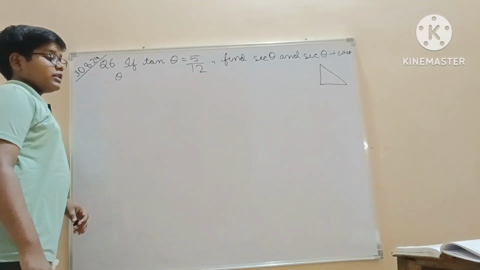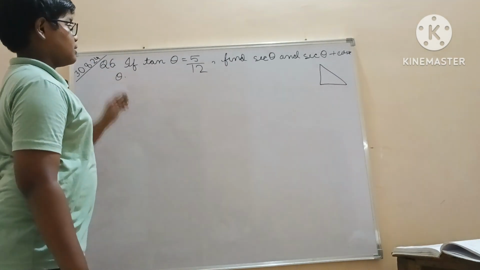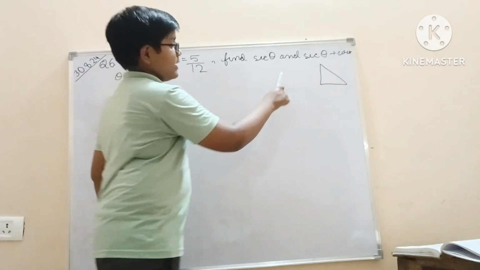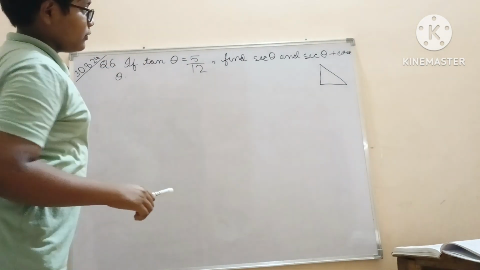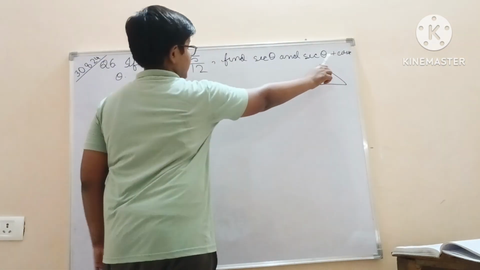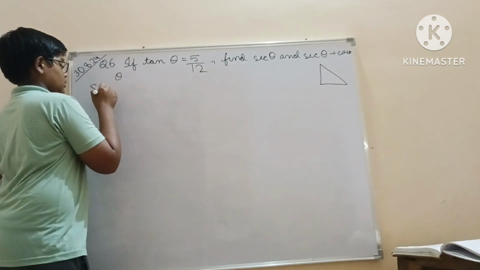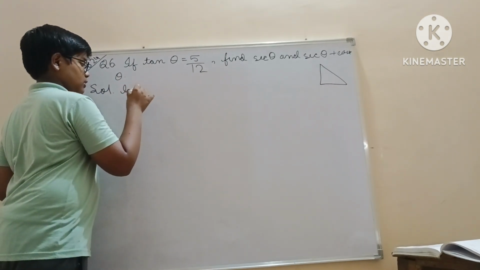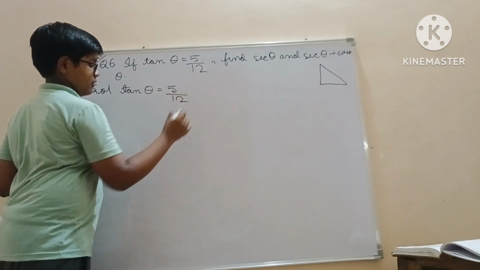So we are moving towards our next question by solving question number 5. We are moving towards question number 6, which states that if tan theta is equal to 5 by 12, find sec theta and sec theta plus cosec theta. So we have to find sec theta and sec theta plus cosec theta. So now we will give an answer as tan theta is equal to 5 by 12.